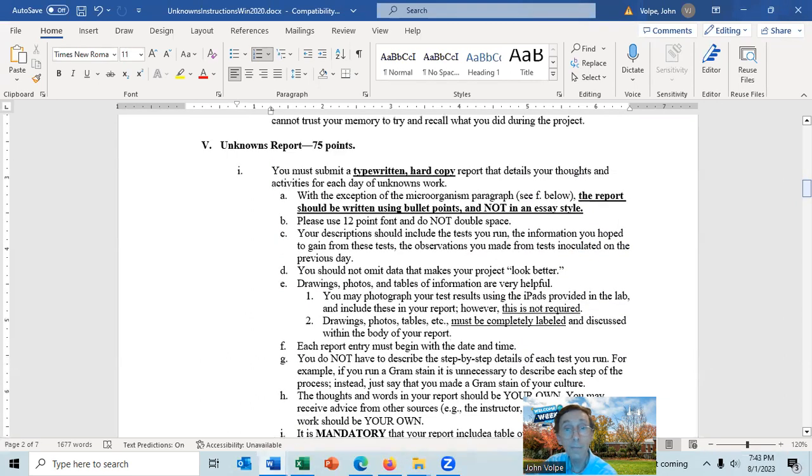The unknown report must be typewritten. Of course, you're going to submit it online, so it'd be hard to do handwriting, but it has to be typewritten. You should also use 12-point font. I've got glasses, as you're seeing, and if it's smaller than that, I'll have a hard time reading it. You don't want to make it hard for me to read it. I'll grade you harder if I have a hard time reading it. And it should not be double spaced. I don't care if it's in bullet points or in paragraph format, I don't care.